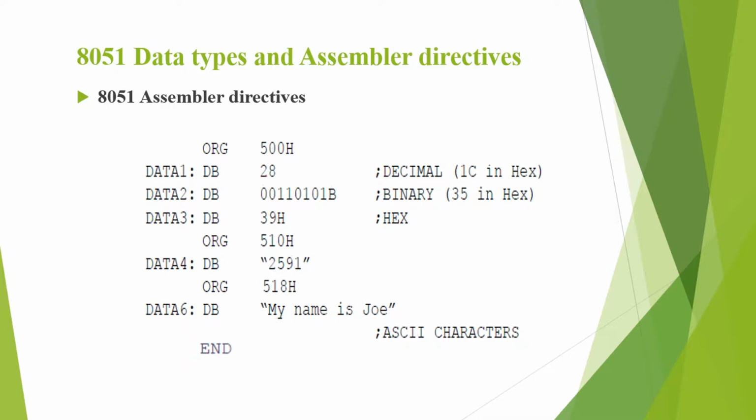And then if we have ASCII character, it will be denoted in double quotes. So we have 2591 in double quotes, so it will be considered as ASCII number. And then we have an ASCII string, which is also inside double quotes, that is "My name is Joe". And then at the end we have END, which is one more assembler directive, which will indicate to the assembler that the end of the source file has reached.